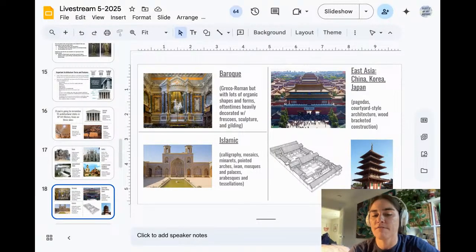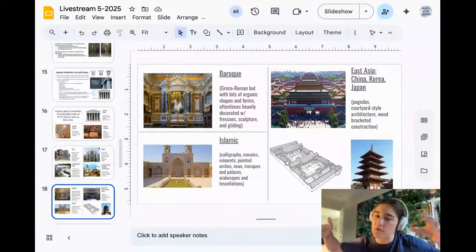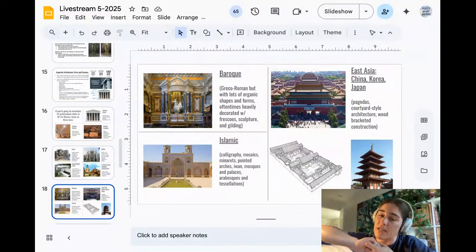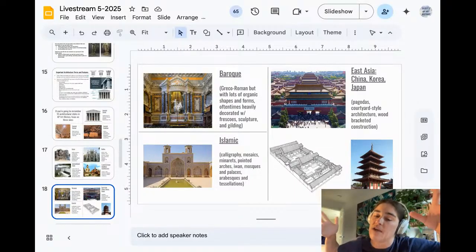There's a lot of fantastic wood bracketing construction methods that aren't really explained explicitly in the curriculum except for the Nio Guardian figures. Basically, these pieces of wood are carved almost like Legos to fit together in this way that seems very seamless, and it's used in both statuary and architecture. Okay?